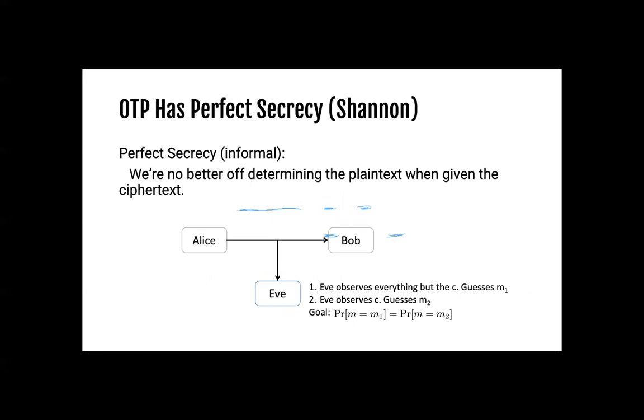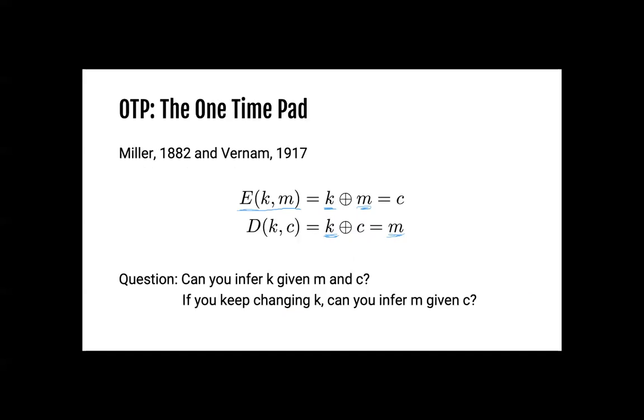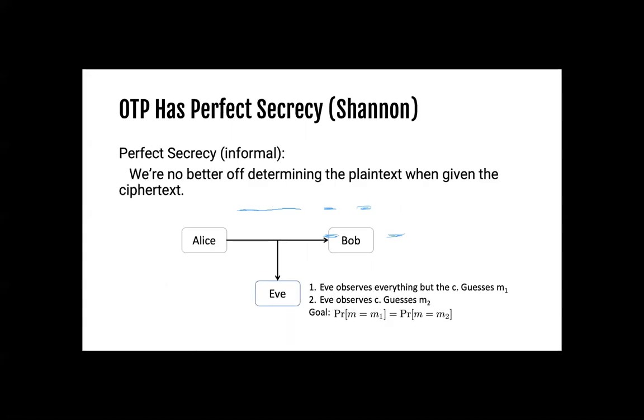Great. And in fact, this looks pretty simple, right? It's just an XOR. And very interestingly, it has been proved that it has what is called perfect secrecy. For perfect secrecy, there is a formal definition, but we're not going to touch it. I'm just going to speak about this informally. Perfect secrecy is that we're not better off determining the plain text when given the ciphertext. So that means that even though we know about the ciphertext, we will not be able to guess the plain text with higher probability.